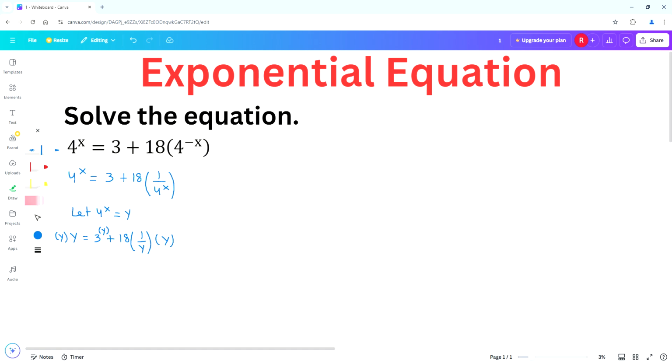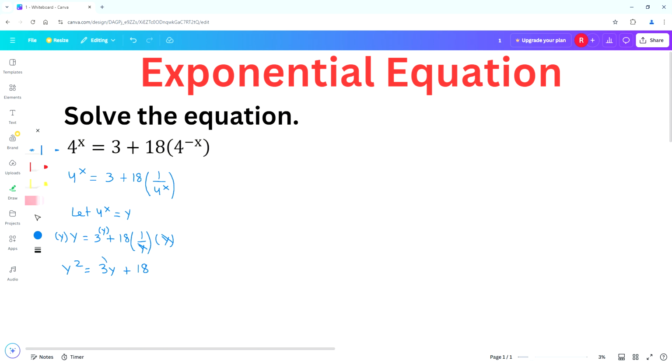On the left side, y times y is equal to y square. 3 times y is 3y. And in the next term, the y's get cancelled out because one of them is in the numerator, the other one is in the denominator. This is a quadratic equation. In order to solve this equation, we should set it equal to 0.